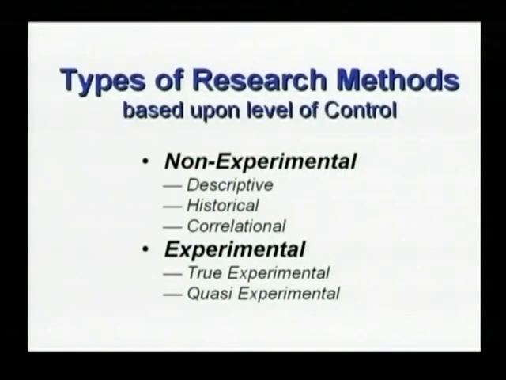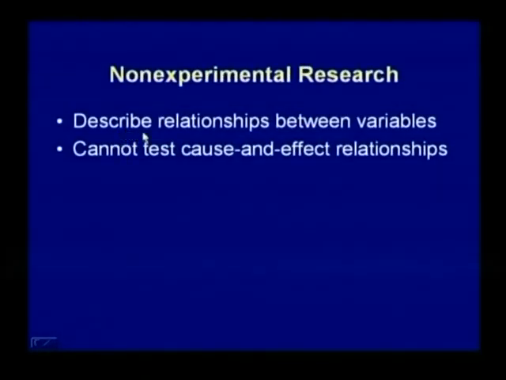There are two major types of research methods based upon the level of control: non-experimental research and experimental research. Non-experimental research further is categorized in these three categories: descriptive, historical, and correlational. Experimental research is categorized in two categories: true experimental and quasi-experimental. Non-experimental study describes relationships between variables, but this type of research does not test cause and effect relationship. Let's look at the details of non-experimental research.